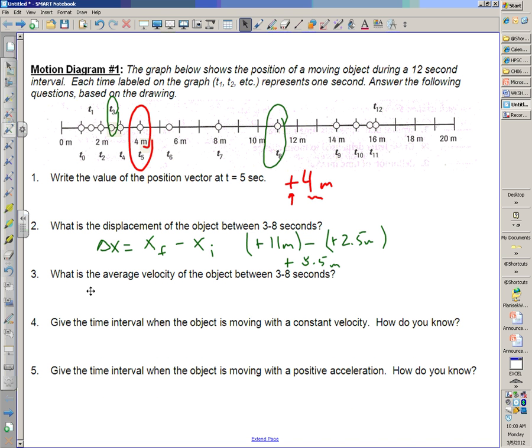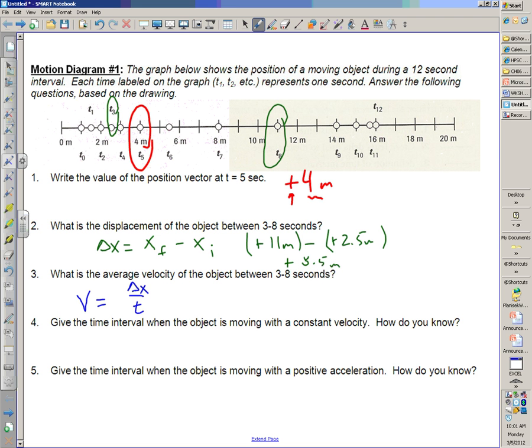Question number 3 says, what is the average velocity of the object between 3 and 8 seconds? Now, Chris, Miriam, if we're calculating the average velocity, what 2 things do we need to know in order to calculate the average velocity? The displacement and the time. Right? So the average velocity is equal to displacement over time.